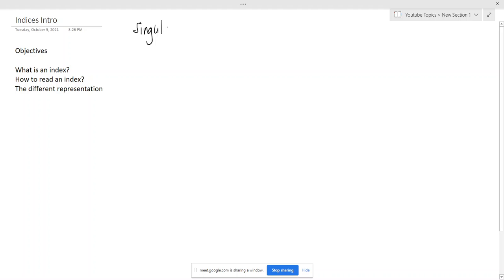Now we're in math class, but we still need a little English. So that's index, I-N-D-I-X, and the plural indices, I-N-D-I-C-E-S. All right, and all an index is, it's just a small floating number, usually projected at the top right-hand corner of a variable or a number. All right, so it's just a small floating number.